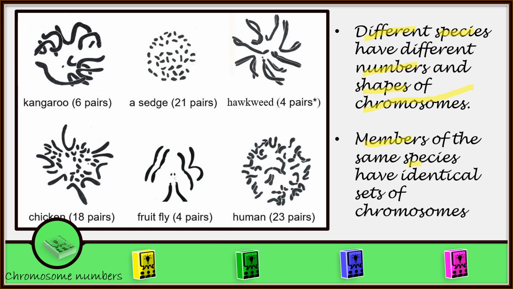Members of the same species have identical sets of chromosomes. If you look at the members of the same species, they will have identical sets of chromosomes. For example, you look at the hawkweed, identical. You look at these ones of fruit fly, they are identical. That is if they are of the same species.